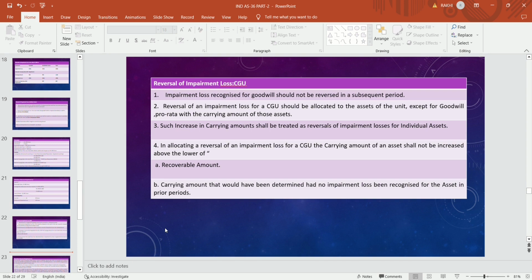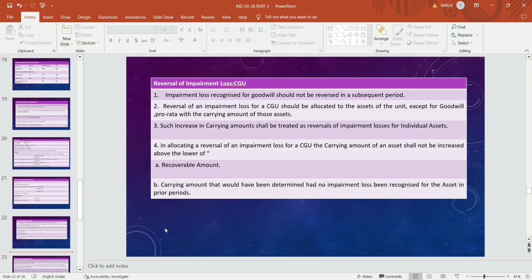Now, impairment loss recognized for goodwill should not be reversed in a subsequent period. In case of goodwill, if there is an impairment loss, even if a reversal is there, it should not be reversed. And reversal of impairment loss for a CGU should be allocated to the assets of the unit, except for goodwill, pro rata with the carrying amount of those assets. It should be allocated on the basis of the carrying amount of those assets on a pro rata basis, except goodwill.